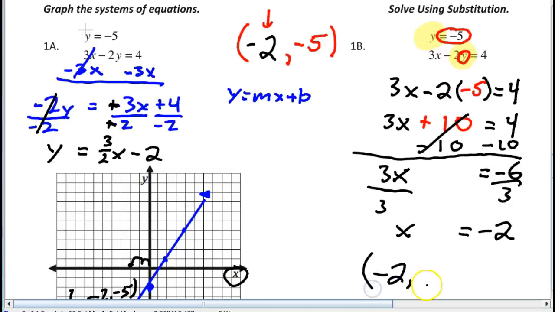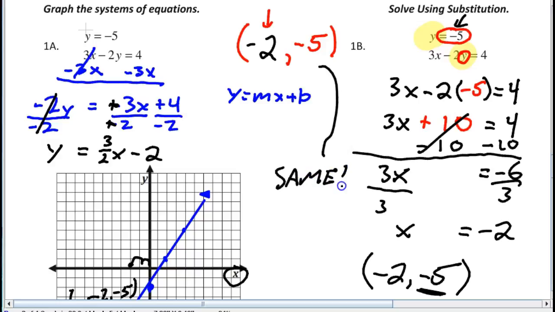And again, what was the y equal to? What's the y answer? Negative 5. They already kind of gave it to us. It's negative 5. So we get the same answer, right? Those must be the same. That's the big idea. Same question, just two different methods. So if you get two different answers, one of them or maybe both of them are wrong.